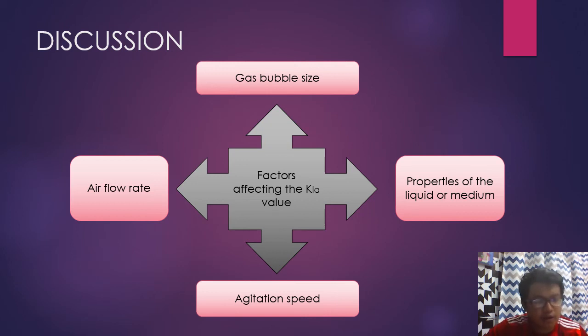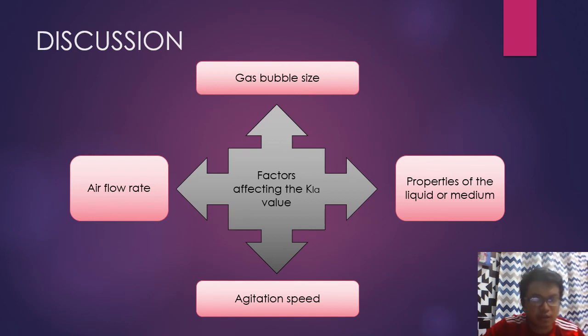Other than that, the factors affecting the KLA value are the bubble size, the properties of the liquid or medium, and the agitation speed. Agitation speed is the same as the flow rate, which increases the value. Decreasing bubble size, that is decreasing the surface area, will improve the KLA value.